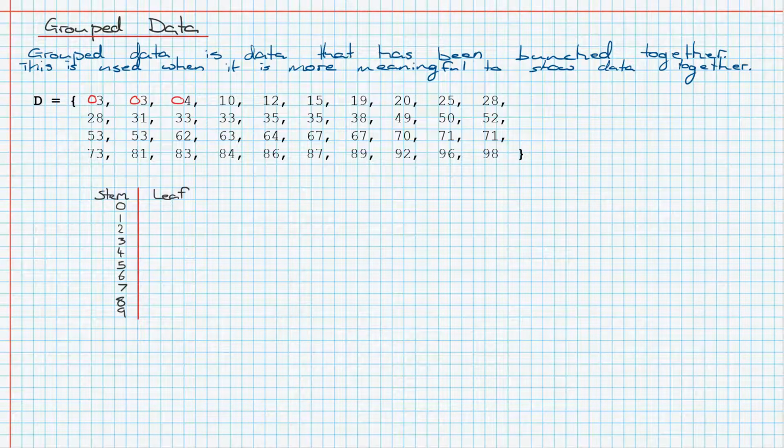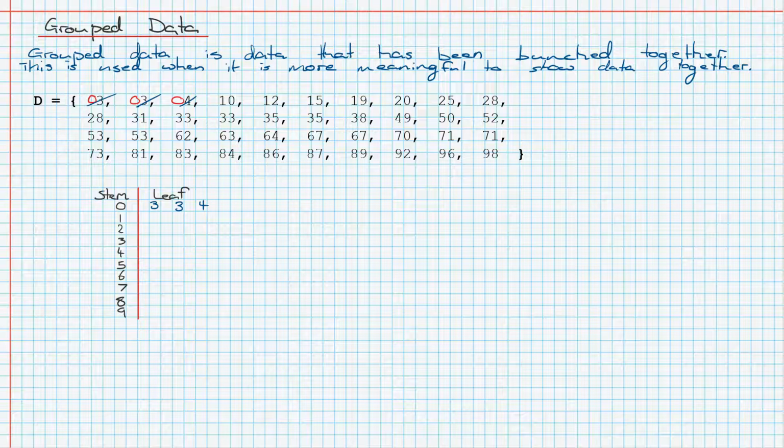Okay. Now that I've got my stem populated, I can start doing my leaves. So notice for zeros, I've got 3, 3, 4. So I'm going to go 3, 3, 4. And notice how I'm using the grids here to space out my numbers evenly. It's really important that you space your numbers out, or else the pattern that you observe when you're putting all the numbers together won't make sense.